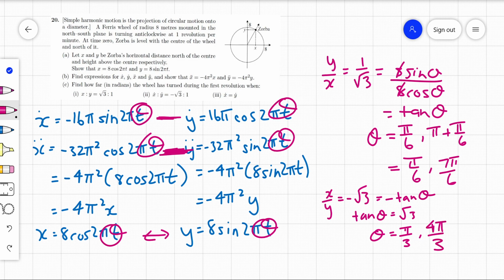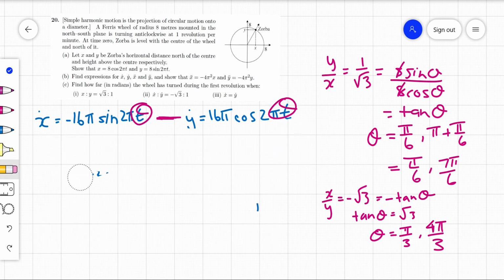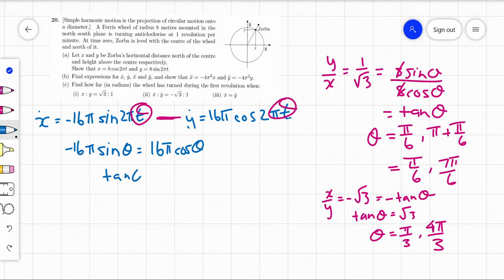They're the two places. All right, so for the third one, we're just going to make x dot equal y dot. So minus 16 pi sine theta has to equal 16 pi cos theta. So you can see here we're going to get tan theta equals negative 1. So where does that happen between 0 and 2 pi? At 3 pi on 4 and 7 pi on 4.